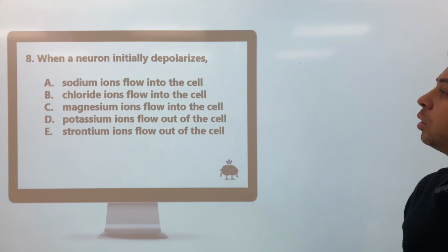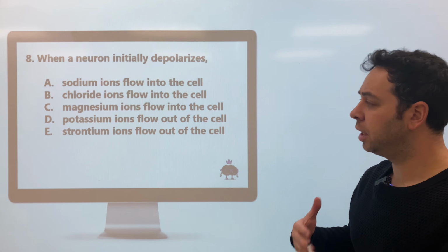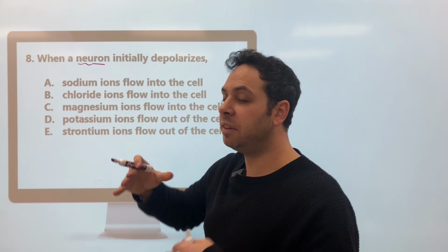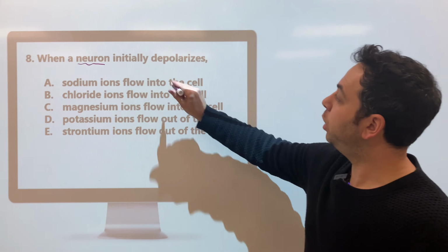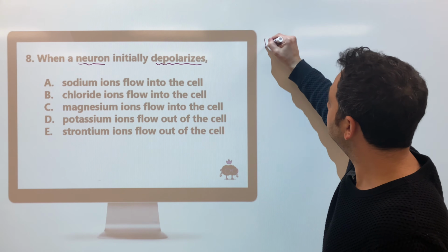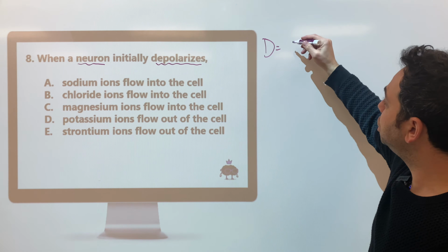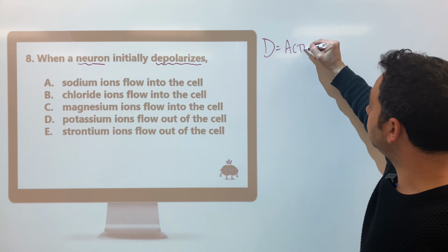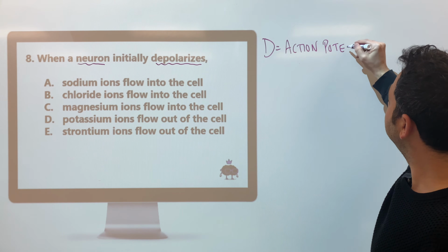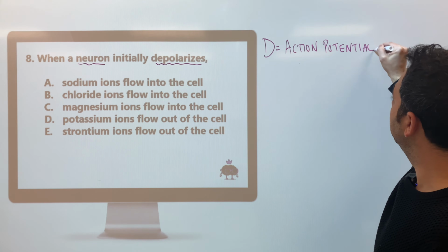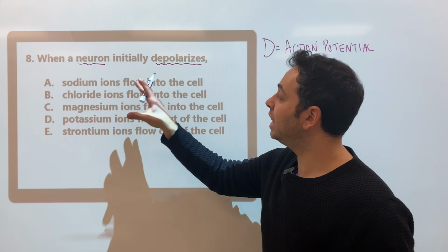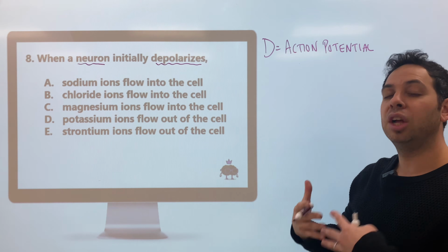All right, number 8. When a neuron initially depolarizes, blank. All right, so this is kind of a big question. So we have the word neuron. We know we're talking about individual cells that communicate with each other. And we also have the word depolarizes. All right, so what is depolarization? Well, when it comes to firing of a neuron, depolarization is just another name for an action potential. That's the firing of electrical signals down the axon. So depolarizes is our action potential. So what we're really saying is, when a neuron initially fires an action potential, what happens?